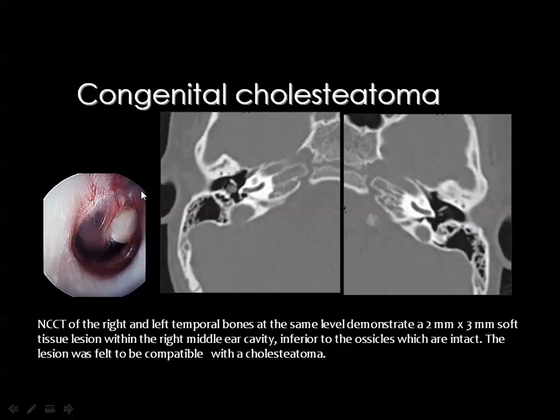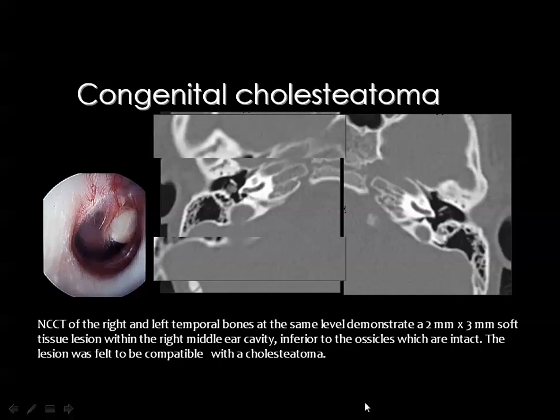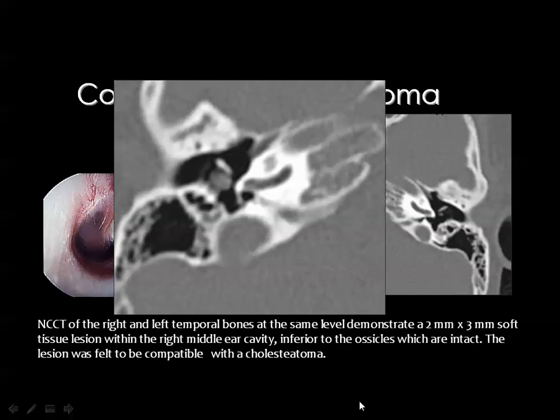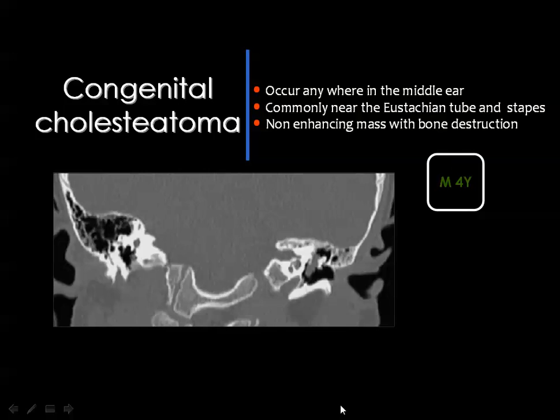And here is the otoscope appearance of this cholesteatoma. And here you can see a soft tissue density which is hanging within the middle ear cavity behind the ossicles. And you know that cholesteatoma, whether it is congenital or acquired, does not show any contrast enhancement. And this is the appearance of the cholesteatoma posterior to the ossicles.